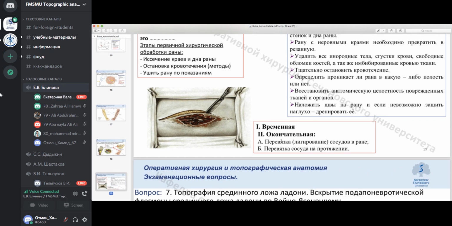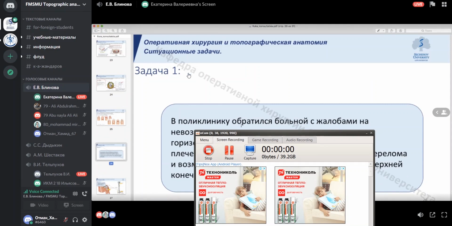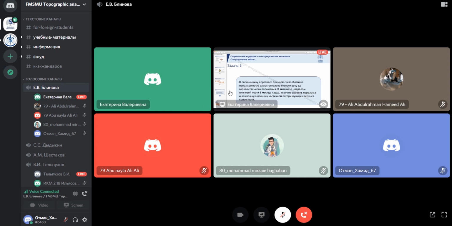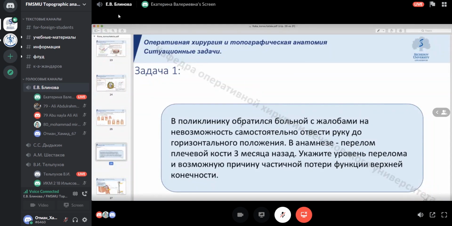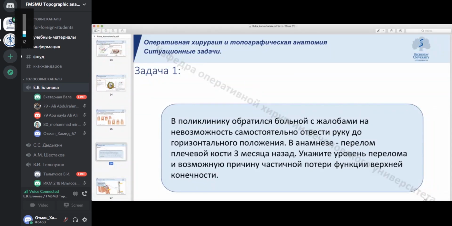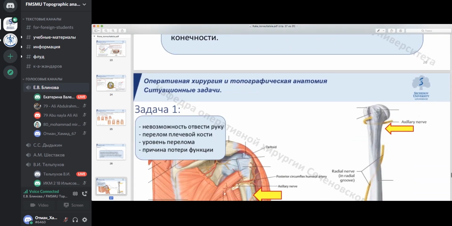There are two kinds of immobilization, permanent and temporary. You can press them the humerus. You should call the level of the fracture of the humerus and the reason why the patient cannot adduct the hand. How can you answer it?